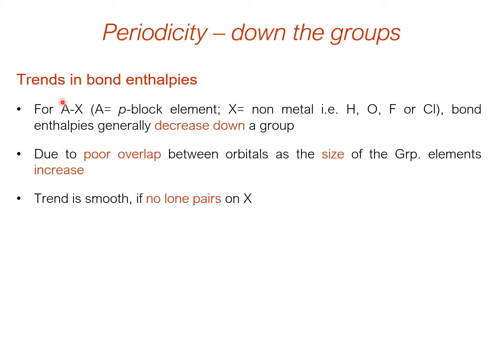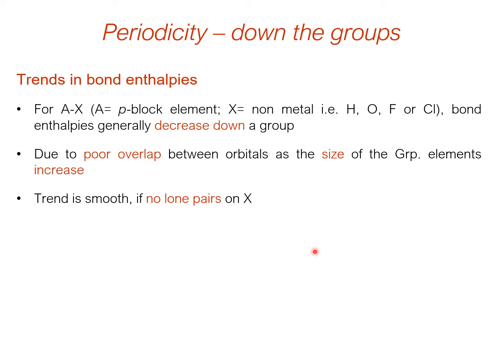So as we go down the group, A will get larger, and because this atomic radius gets larger, there'll be poorer overlap between the orbitals, and it will make for a weaker bond, a lower bond enthalpy. Now the trend will be generally smooth if there's no lone pairs on X. So let's say this was group 14, so we start with a carbon-hydrogen bond, and carrying on that example, as we go down, carbon-hydrogen will be stronger than silicon-hydrogen, which will be stronger than germanium-hydrogen.